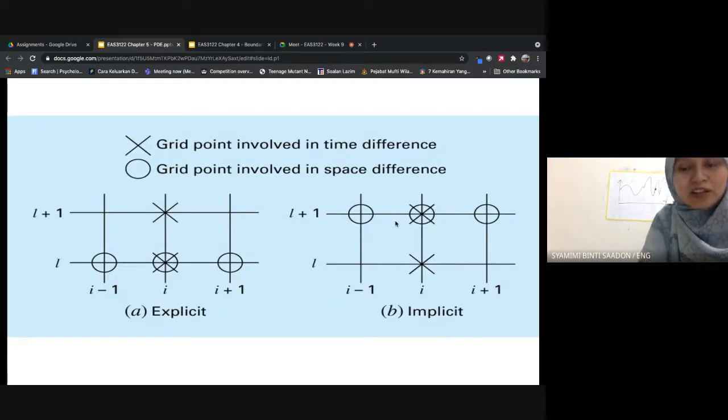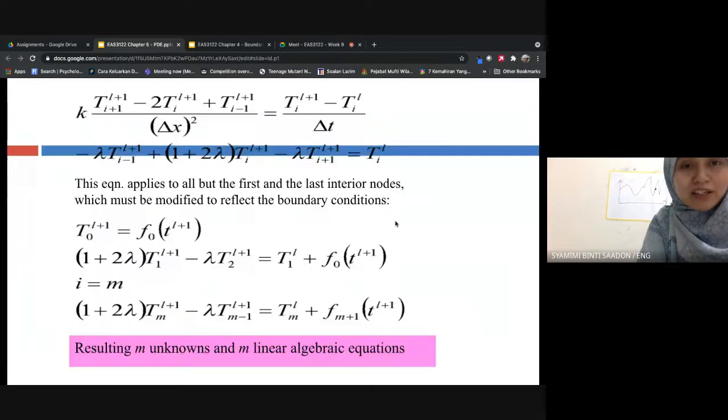The same parabolic equation is used. It's just that now we need to consider the temperature at node L plus 1. That is the difference between explicit and implicit method. It does affect the solution. The solution differs a bit.